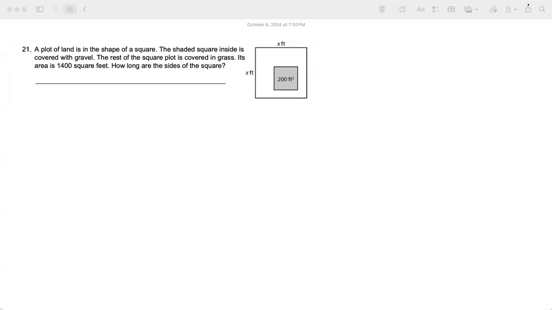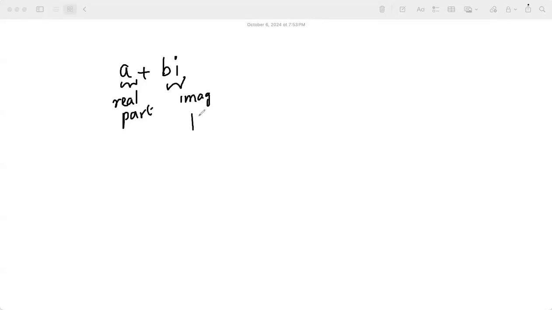Okay, how about this? Let's find the squares of imaginary numbers. Let's try to do some imaginary number work. Last week we did cover what is a complex number. So a plus bi: a is the real part of the complex number, and bi is the imaginary part. Sometimes complex numbers do not have the real part, so it will just be 4i.